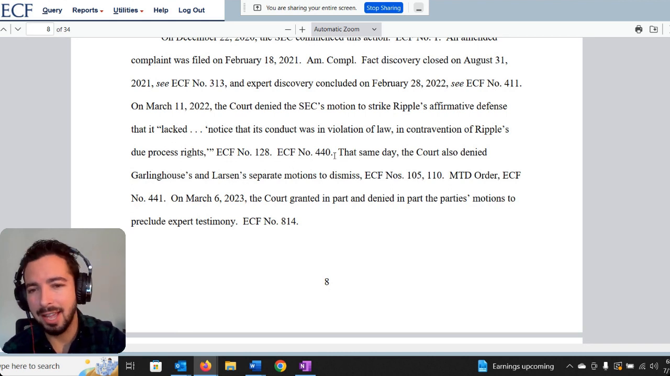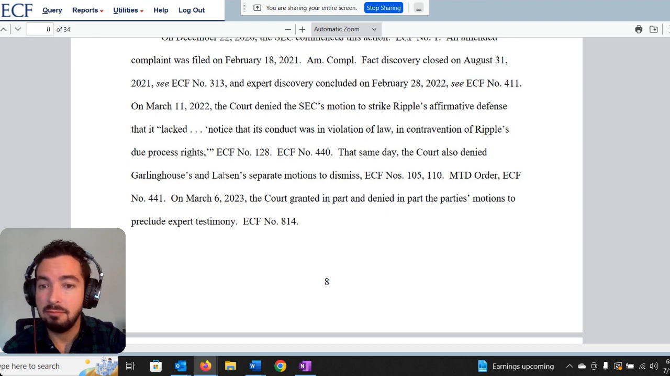And the court denied that. So basically that means that Brad and Christian are in the case and they are not getting out of it. So they're in.